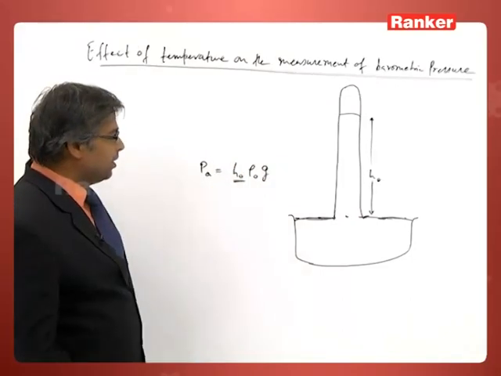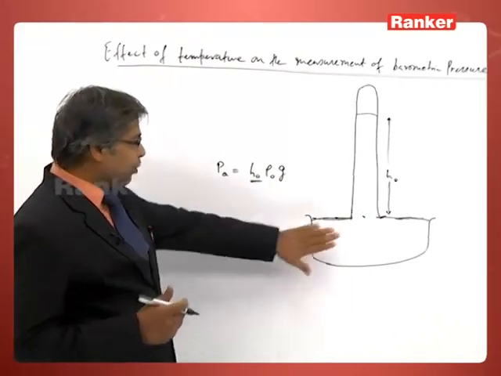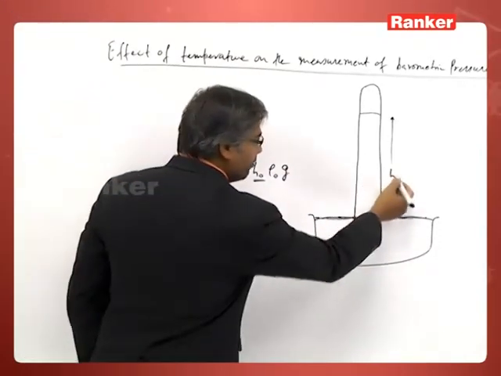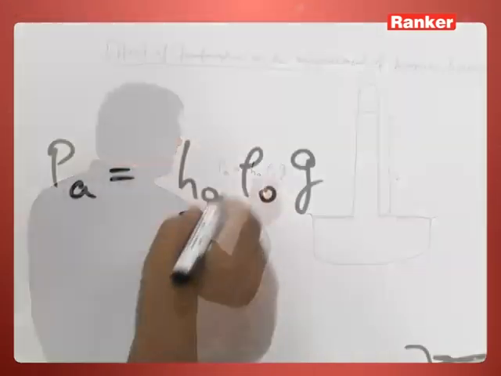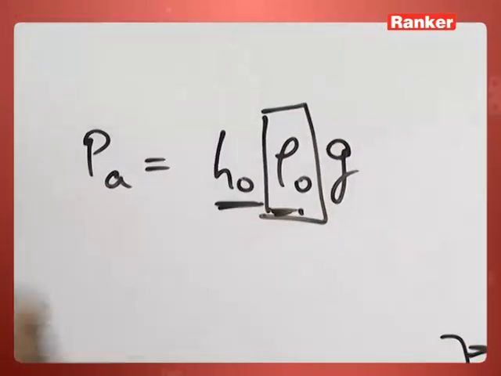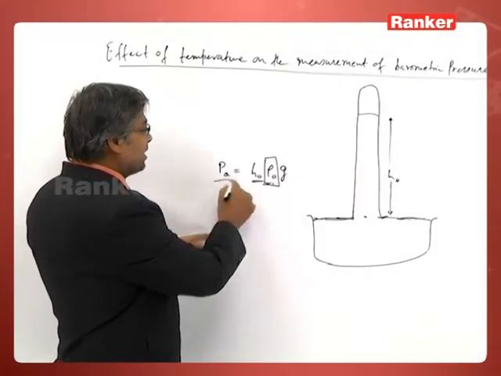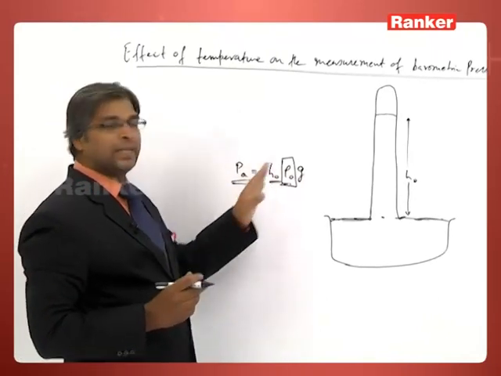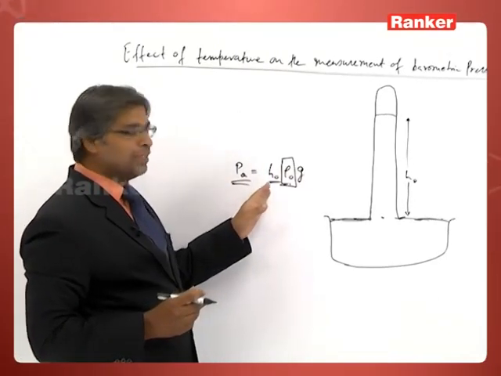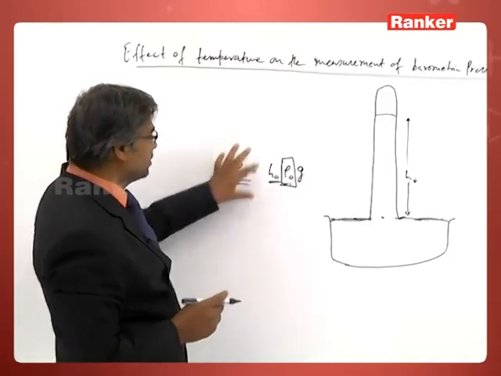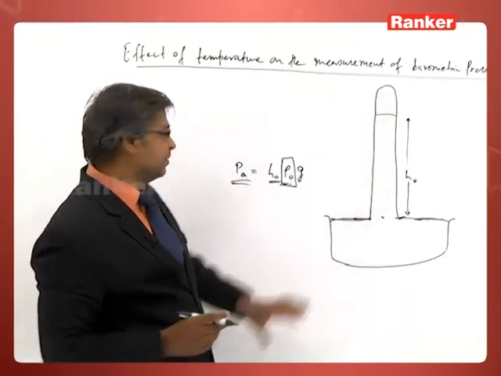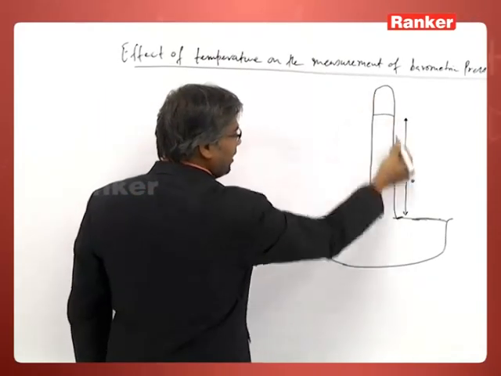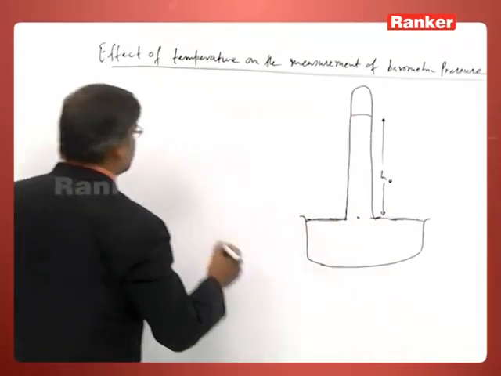Now, what will happen when we change the temperature? Suppose this is the reading at 0 degree centigrade. At 0 degree centigrade the reading was h naught. At theta degree centigrade the density of the mercury changes while the atmospheric pressure remains constant. So, h will be different. Let us see what the new height of the mercury, that is the new barometric reading, will be. We will assume that the tube does not expand.